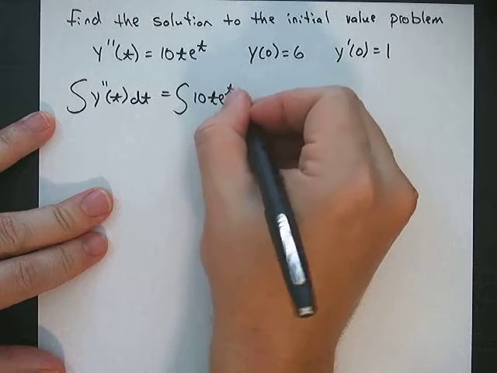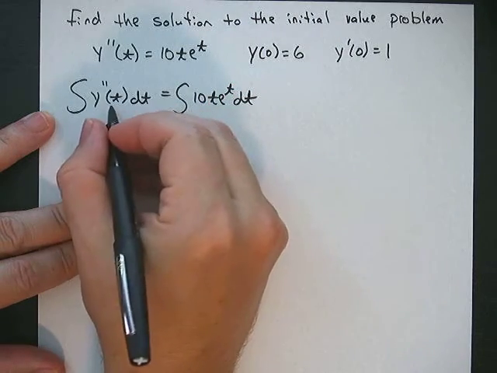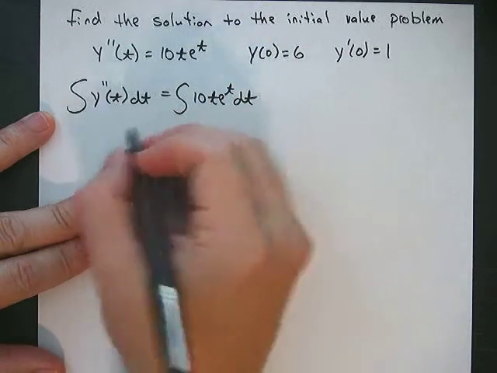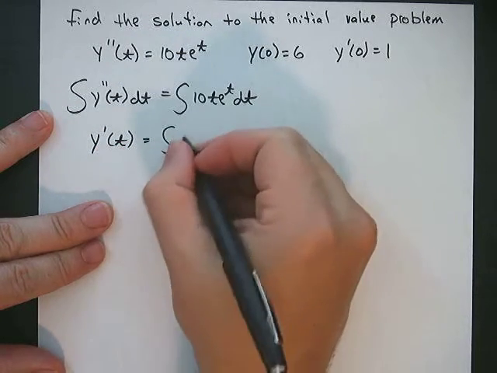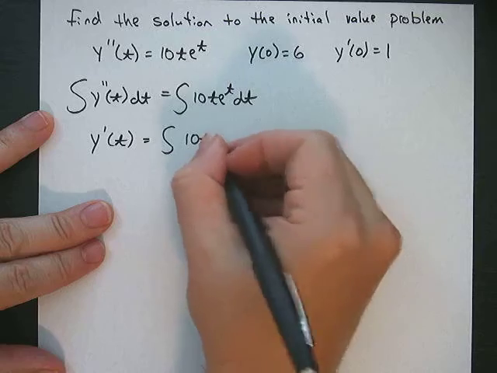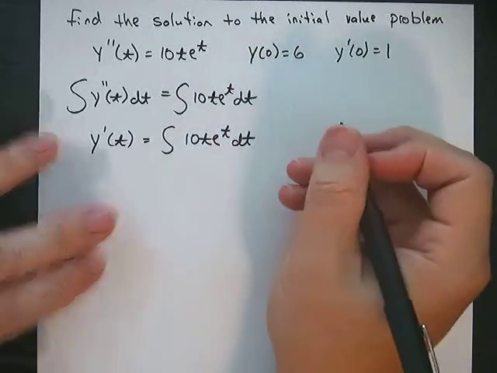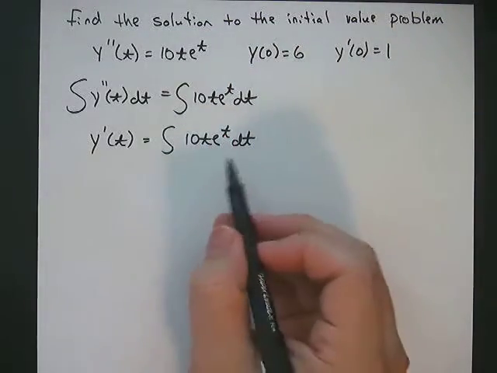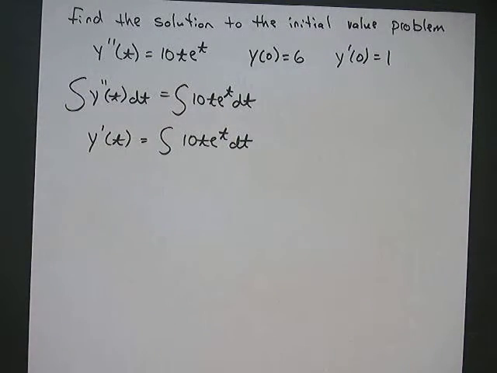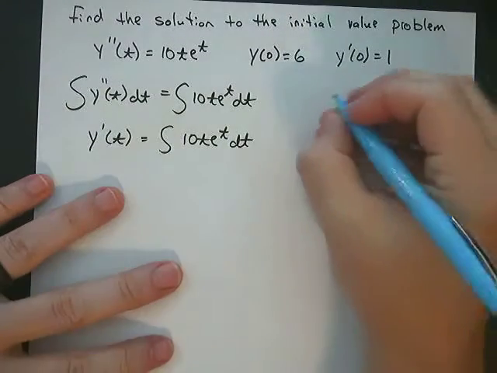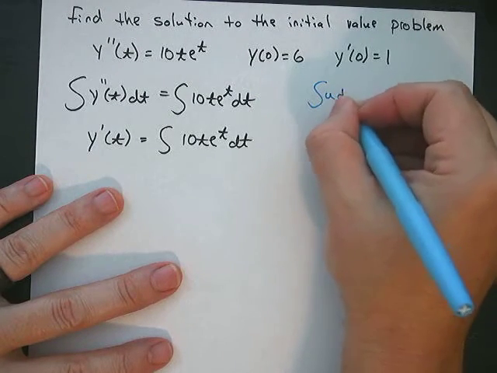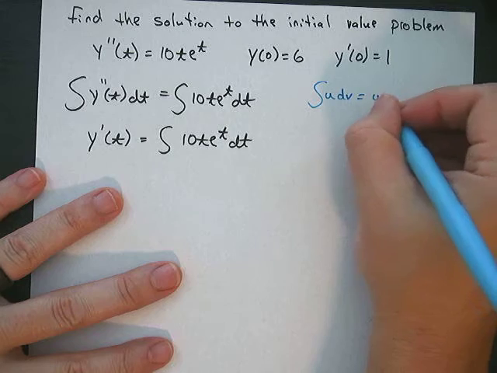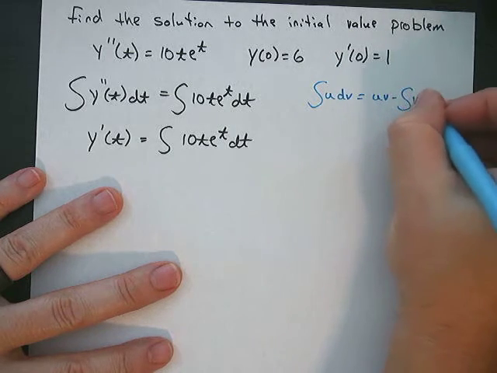When we integrate both sides of this equation, since this is the second derivative and we're taking the antiderivative, it becomes the first derivative. Okay, equals the integral of 10t e to the t dt. Okay, so now we need to figure out what this side is. And you may recognize this. This is going to be an integration by parts. So the formula for that, if we have the integral of u dv is equal to uv minus the integral of v du.